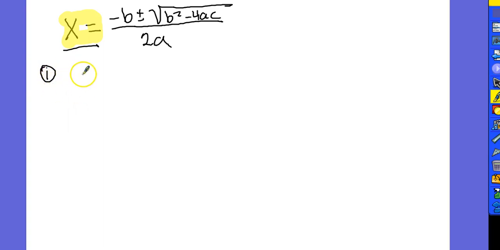Rule number one, step number one is to write ax squared plus bx plus c equals 0 in standard form. If you want to apply the quadratic formula, the equation has to be in standard form. Also has to be in standard form when you factor, right? But when we complete the square, do we write it in standard form? No, we move the c, right? When we square root property, we also move the c.